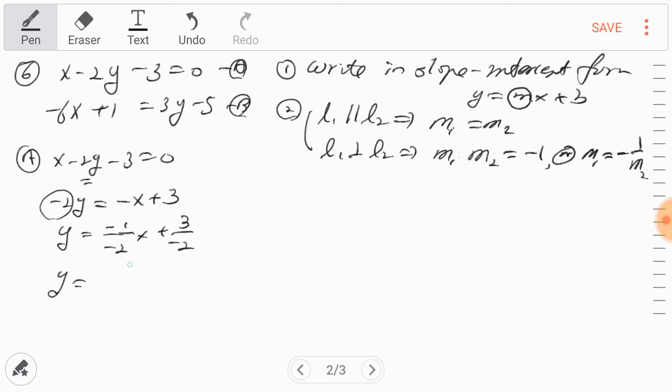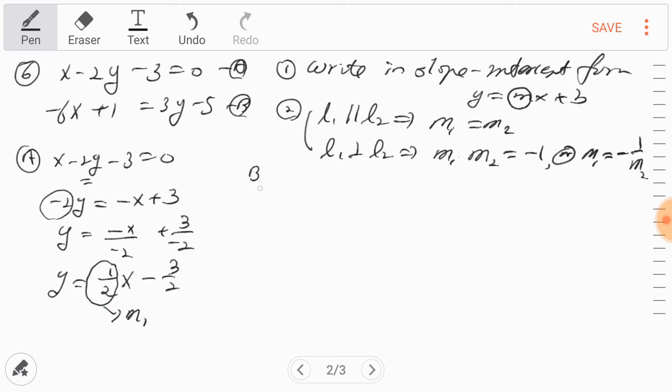Negative is positive. Okay, if you are not sure, then you can do it this way. Negative x over negative 2, right? This is better. Then negative and negative is positive, so what we have is 1 over 2 x, and x over 2 is 1 over 2 x, minus 3 over 2. So the slope of the first equation is 1 over 2. This is m1.